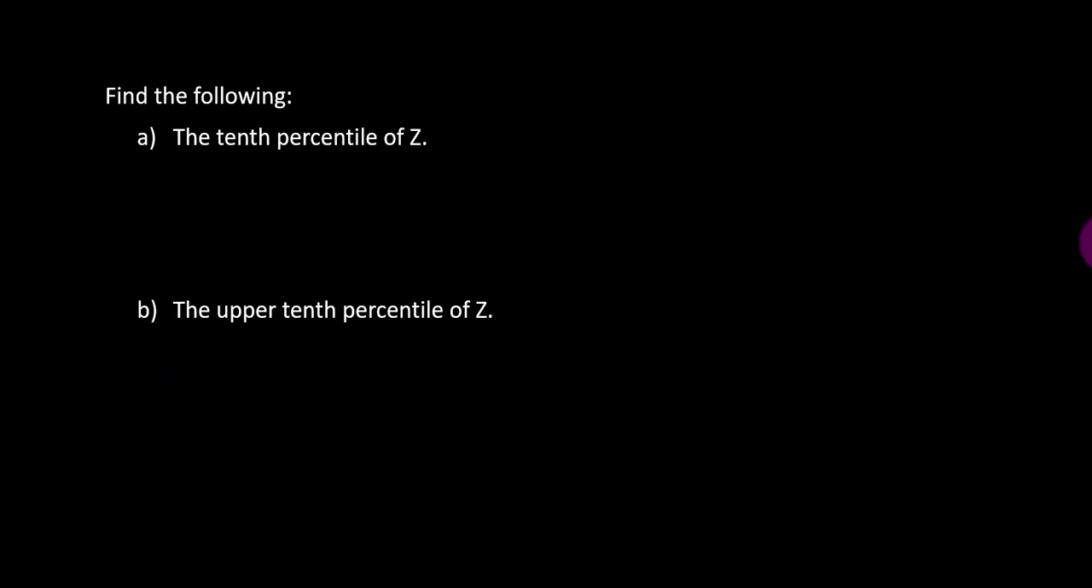Let's find the 10th percentile of z and the upper 10th percentile of z. These questions are pretty similar, but remember what percentile refers to. For instance, if you scored in the 10th percentile, then you scored better than 10% of other people. So that is referring to this area as being 0.10. And just like earlier, we would want to find the tick mark that corresponds right there.